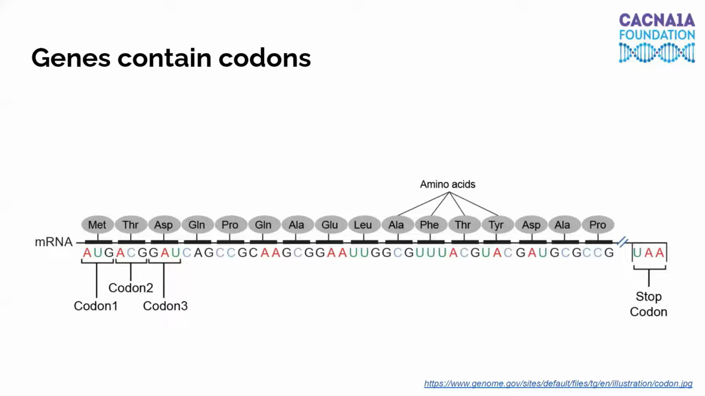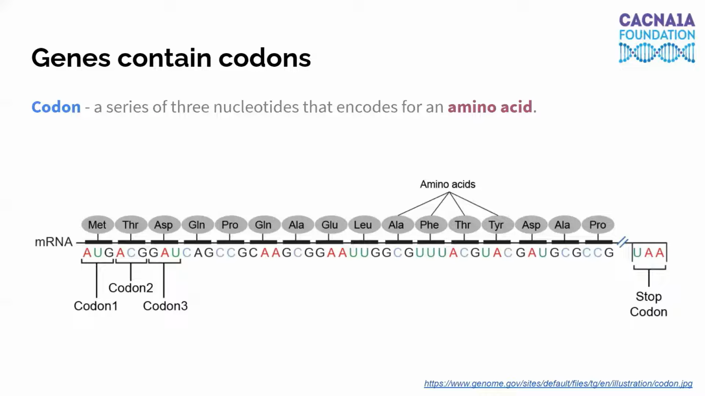So we know that the genetic information inside of our genes comes in the form of nucleotides, but there's actually more to it than that. Genes contain something called codons. A codon is a series of 3 nucleotides that encodes for, or specifies, an amino acid. We'll talk about what an amino acid is in just a moment. This picture is showing you an mRNA sequence, which contains the final set of instructions to make a protein. Every 3 nucleotides is a codon, and each of those codons corresponds to a specific amino acid.